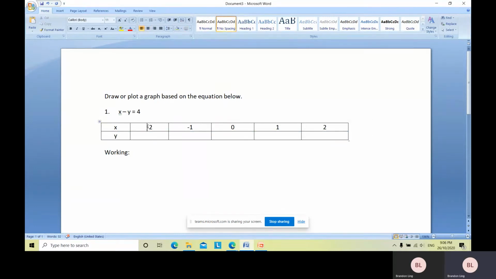By substituting minus 2 into the equation, you get minus 2 minus y equals 4. So the value of y is therefore equal to minus 2 minus 4, and your final answer will be minus 6 equals y.